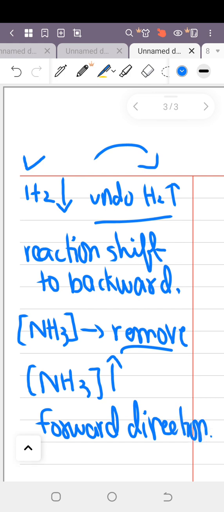So this is how, अगर प्रोडक्ट की क्वांटिटी बढ़ानी है आपको, तो प्रोडक्ट को रिमूव करो और रिएक्टेंट को ऐड करो, ठीक है? प्रोडक्ट को रिमूव कर दोगे, रिएक्टेंट को ऐड कर दोगे, so that will be forward.